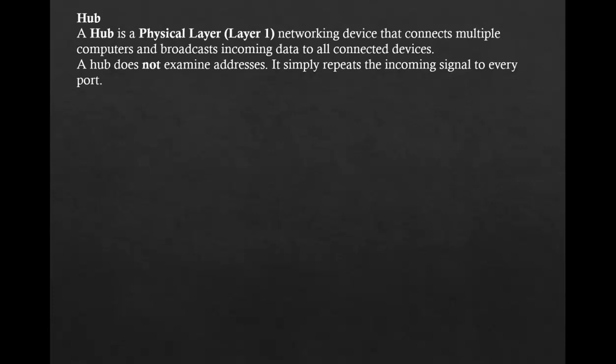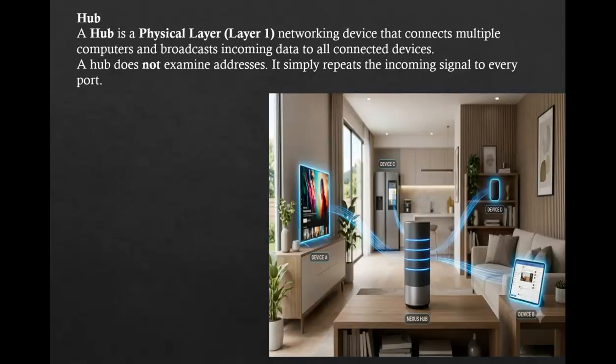A hub will never examine the address. So what is an address? It could be an IP address or it could be a MAC address. So IP address is not new to you. This MAC address stands for Media Access Control Address. This address is a hardware address. Every device will have a MAC hardware address imprinted in the network interface card. So a hub will never examine the address. It simply repeats the incoming signal to every other port.